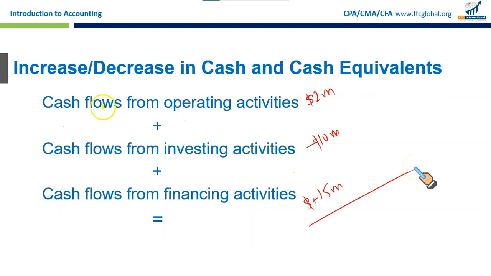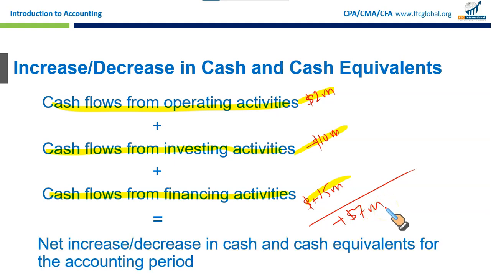So let's say your cash flow from operating activities is 2 million, plus cash outflow from investing activities, a net outflow, minus 10 million, and cash flow from financing activities, maybe we issued more shares, we issued more bonds, or we took more long-term bank loans, total 12 million. So this tells us that our net cash increase over the period is $7 million. So this is called the net increase in cash and cash equivalents for the accounting period.